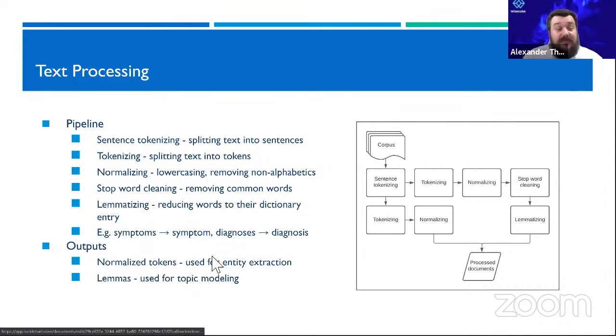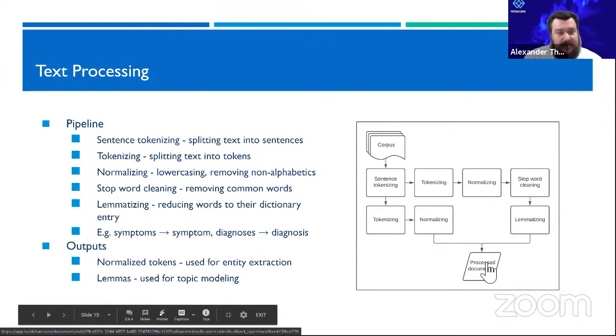So the outputs I'm getting from this are the normalized tokens from the short pipeline and the lemmas from the more complex pipeline.